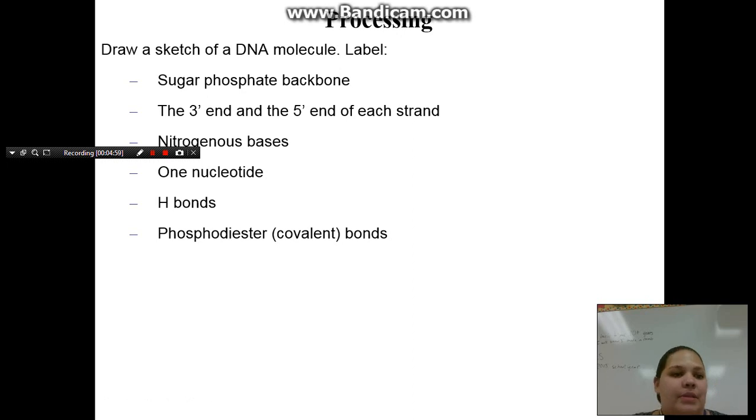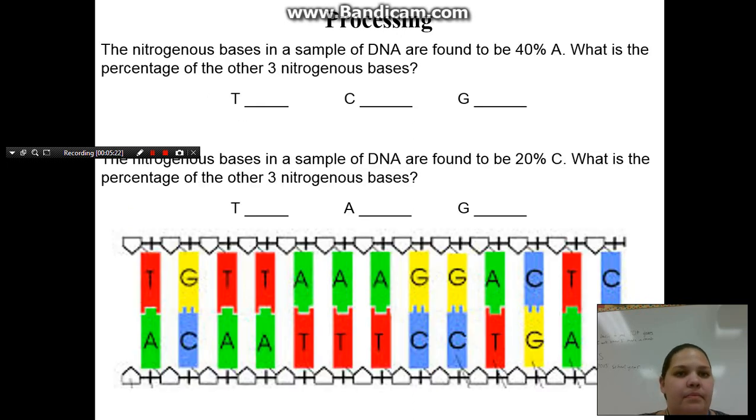So our processing piece says to go ahead and draw a sketch of a DNA molecule. Label the sugar phosphate backbone, the 3' and 5' ends, the nitrogenous bases, one nucleotide, hydrogen bonds, and phosphodiester covalent bonds. We're of course going to do this in class. If you'd like to practice, you're more than welcome to, but we will be doing this in class.